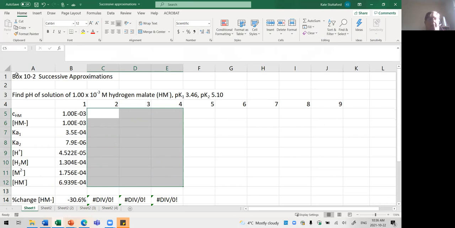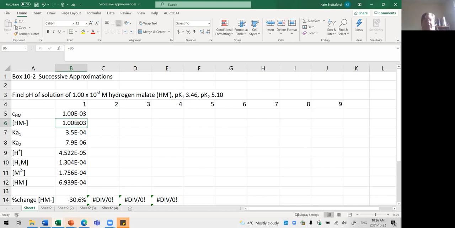Okay, so this is an example out of the textbook of using successive approximations where our assumptions start to break down. In this case, we're asked to find the pH of a solution that is 10 to the minus 3 molar hydrogen malate. Hydrogen malate is the amphiprotic form of malonic acid, and the pKa's for malonic acid are 3.46 and 5.10. I've plugged in the analytical concentration as 1 times 10 to the minus 3. The assumption that we make with the amphiprotic equation is that the species concentration will be equal to the analytical concentration. So the species concentration is also 1 times 10 to the minus 3.